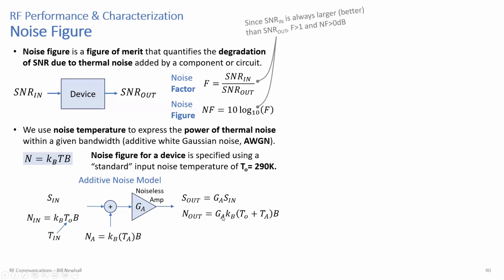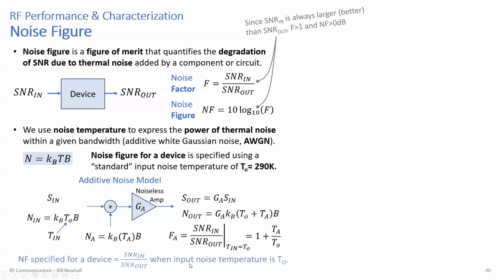And then N out is going to be the gain times KB times the sum of those noise temperatures. You're summing those powers, and equivalently you're summing those temperatures. So you can actually just sum the temperatures and figure out what the noise power is at the output after you multiply by gain. And so this amplifier's noise factor is SNR in divided by SNR out when the input noise is T naught, which is 1 plus T_A over T naught.